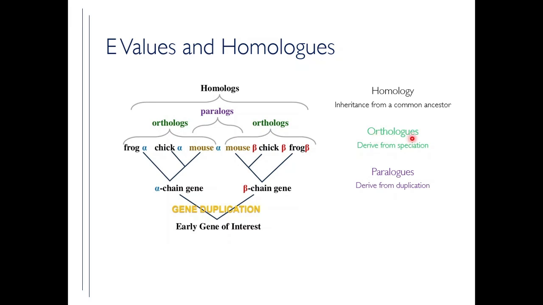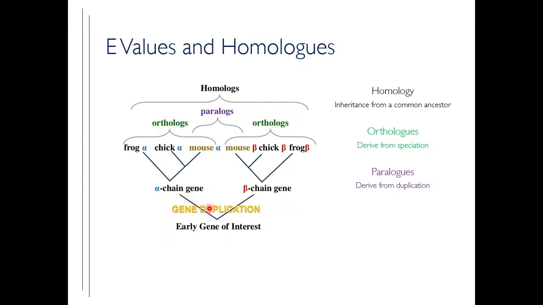But we have sub flavors, if you like, of homologs. So we've got orthologs, which derive from a speciation event, and paralogs, which derive from a gene duplication event. Just to work through this, let's say we have an early gene of interest here that duplicates into an alpha chain and a beta chain. So it's just a gene duplication event.